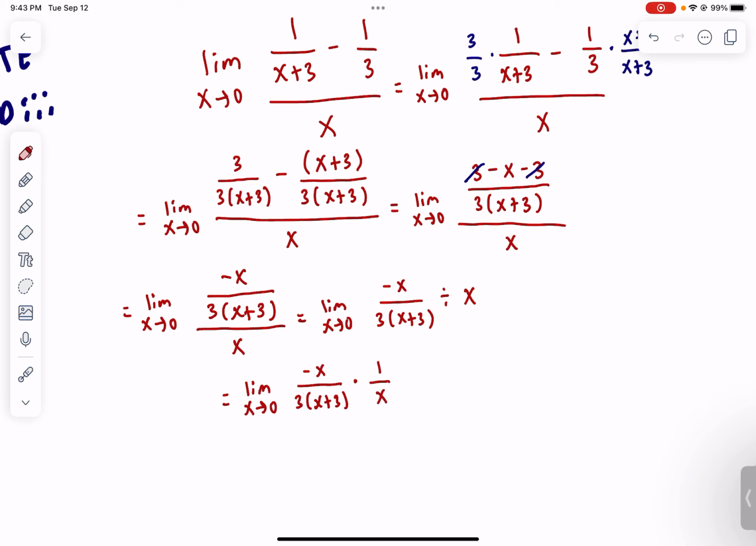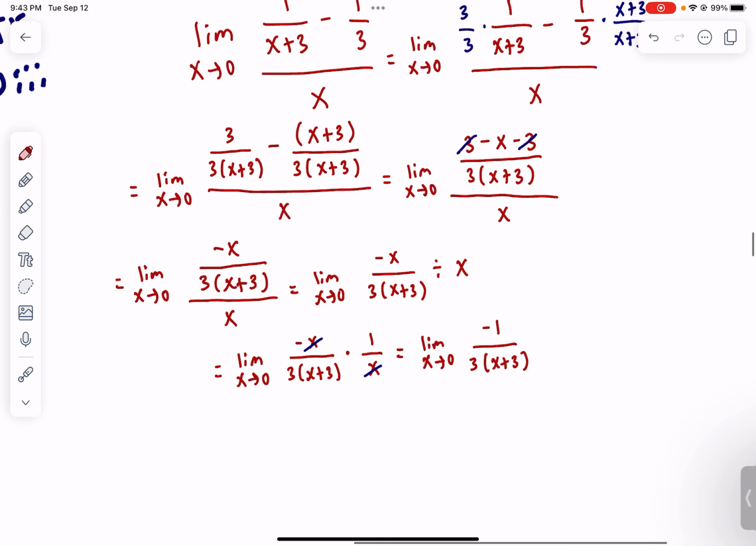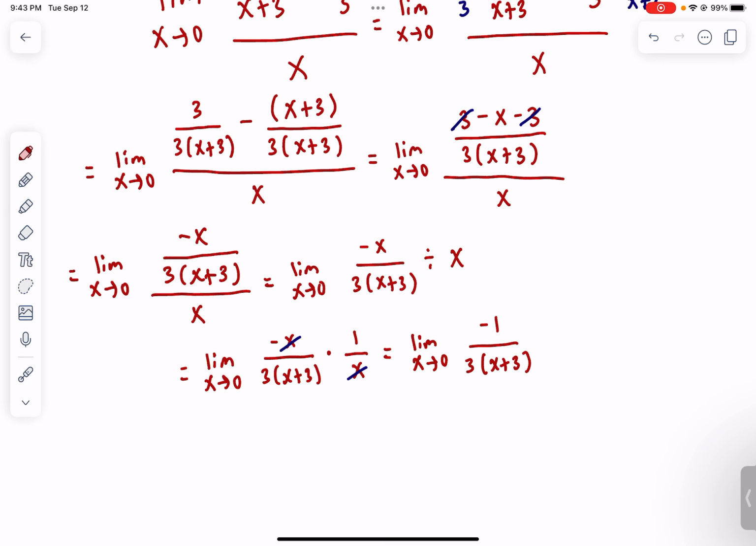and then take the reciprocal. So you have 1 over x. And then you'll notice that these x's will cancel. And ultimately, you are left with negative 1 all over 3 times x plus 3. Awesome. And so now we are able to substitute in this x value.